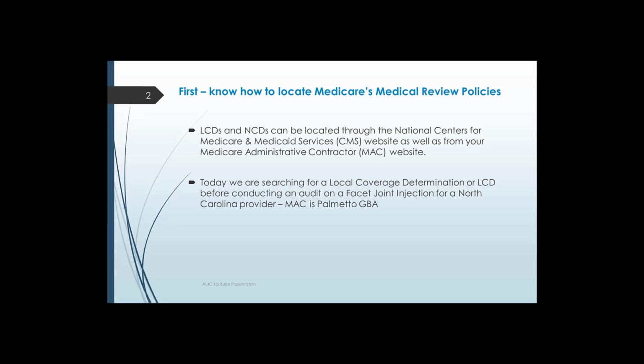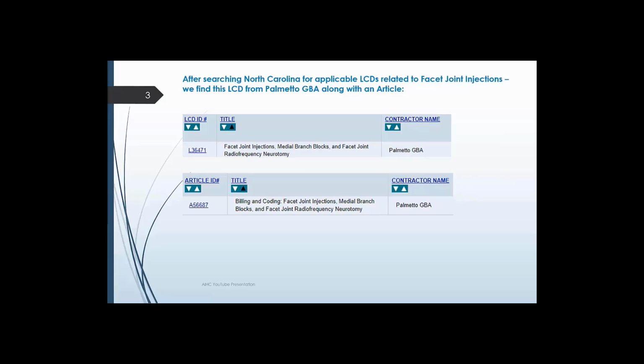Today we're going to use a Medicare Administrative Contractor Palmetto GBA local coverage determination, and the one chosen as an example for today is L36471 for facet joint injections, medial branch blocks, and facet joint radiofrequency neurotomy. Now, after searching North Carolina for applicable LCDs related to facet joint injections, I found this information.